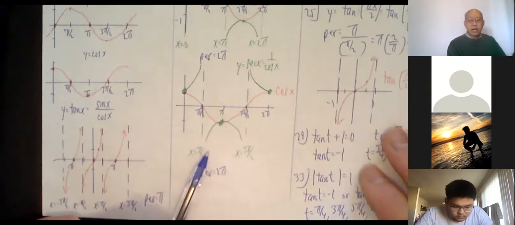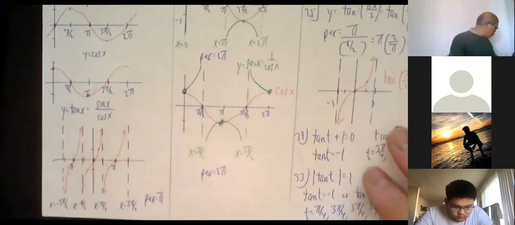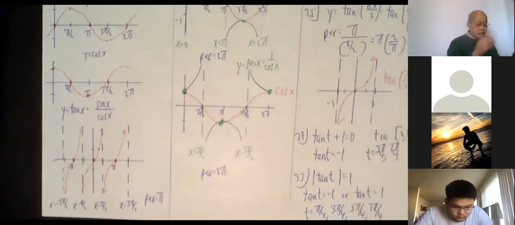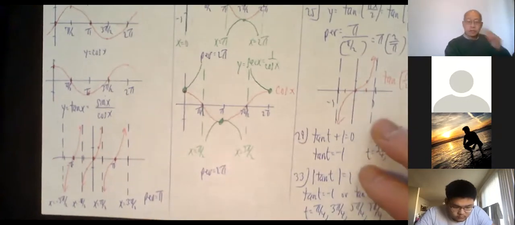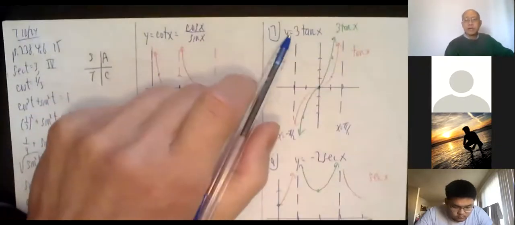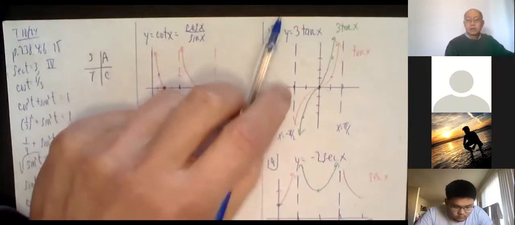I'll just talk real briefly about one problem, 17, and then I'll stop, and then I'll give you the quiz. Y equals 3 tangent of x.